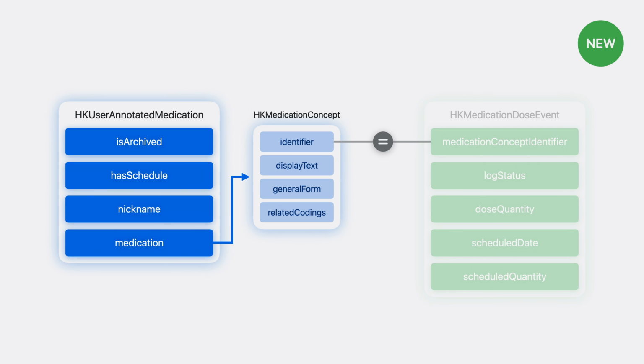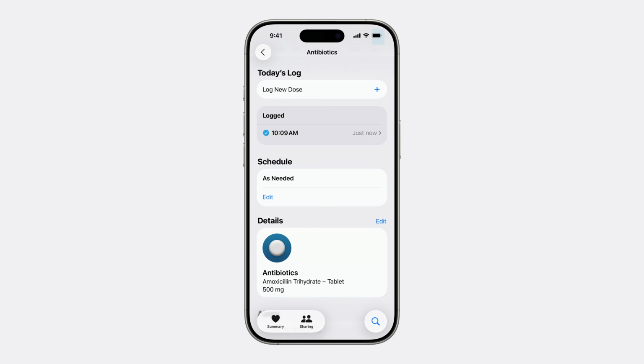Your app will fetch HK user annotated medications from HealthKit. When your app queries for them, they'll represent the current state of the customizations in Health. Now, let me walk you through a medication added to Health and show you where you can see its details and customizations. Let's say you've added amoxicillin to Health.